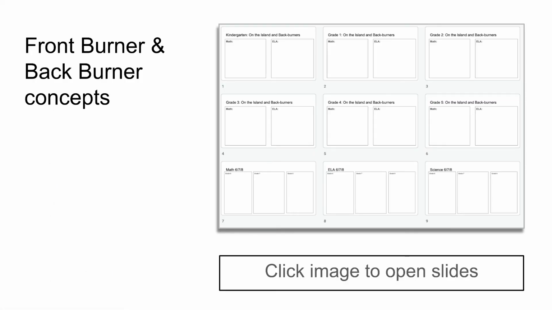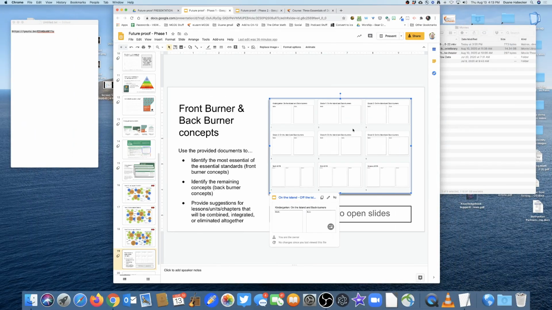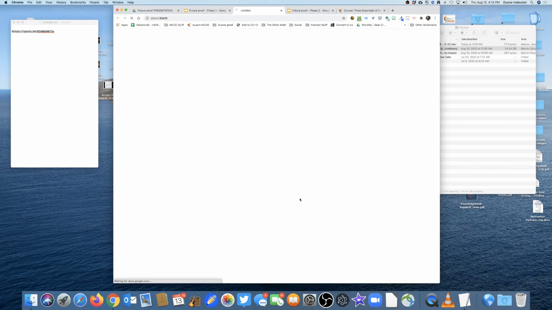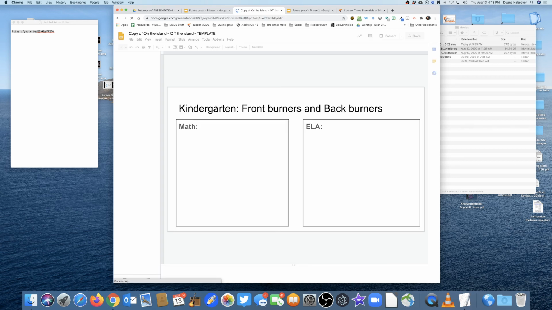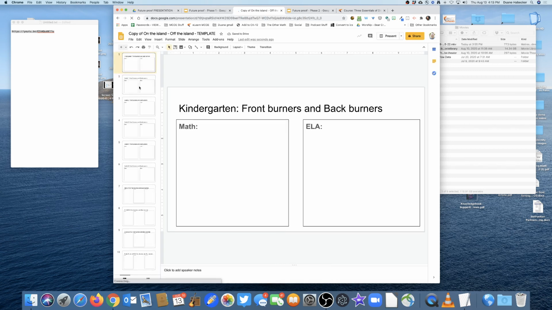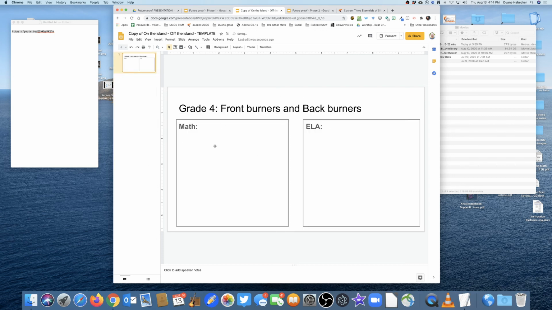Here's your assignment. You are going to click on this link and it will open up. I'm going to do that right now. I'm going to click it and it's going to open up a copy. And once you've opened that copy, you can delete any slides that are not you. So if you are a 4th grade teacher, you will delete all the slides that are not 4th grade. All right, so there's your slide right there.